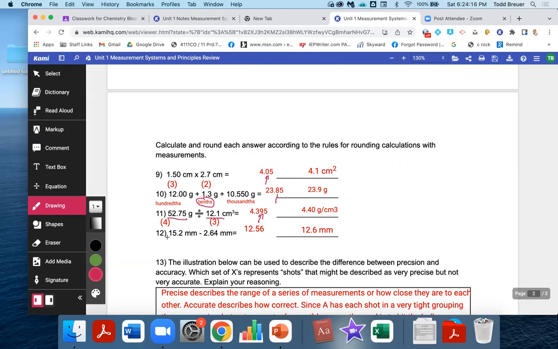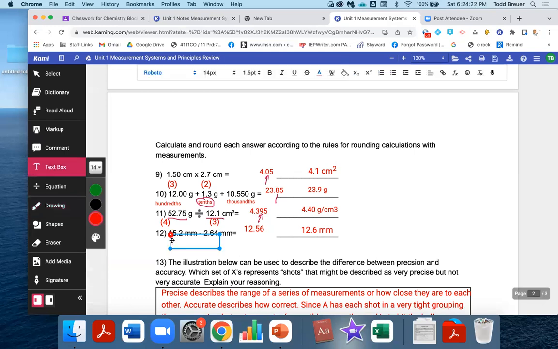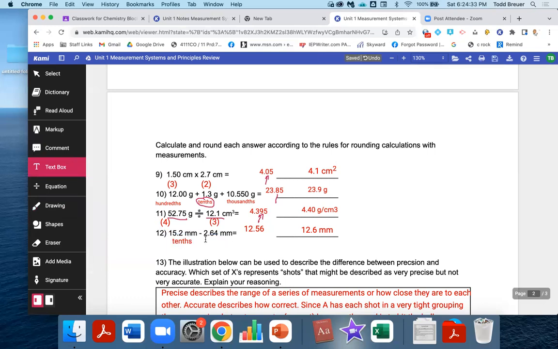Back to number 12. And now we're subtracting. Right now we don't pay attention to significant figures. Now we pay attention to decimal location. This guy here, 15.2, is exact down to the tenths. 2.61, that's exact down to the hundredths. Well, tenths are less exact than hundredths. So we're only going to be allowed to retain a tenths position with our answer.